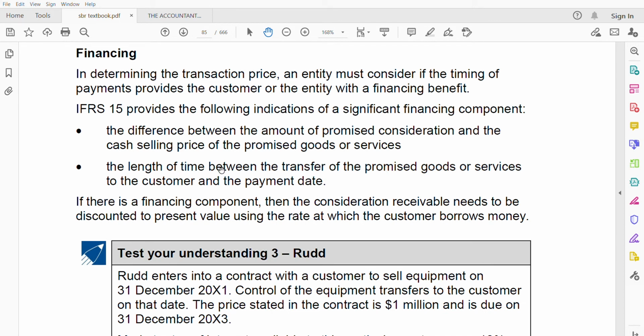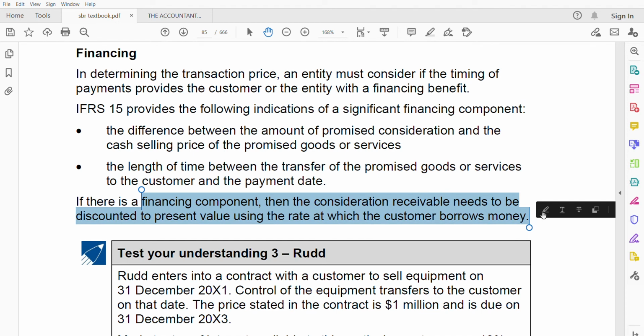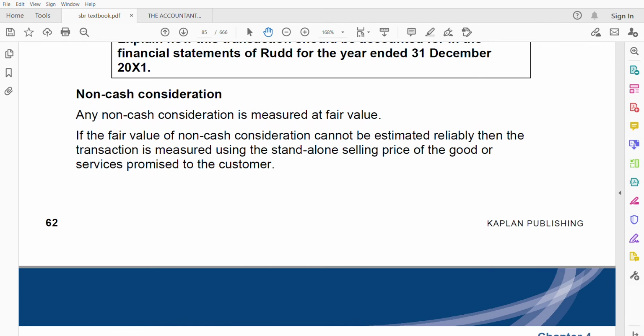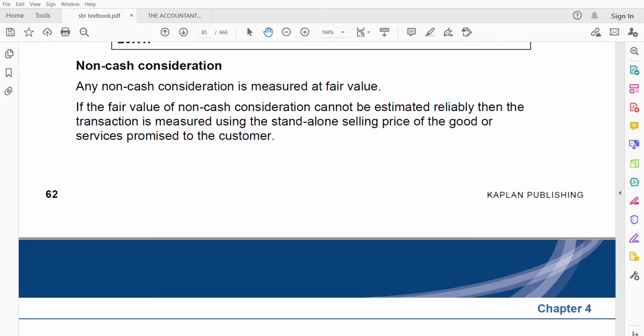The length of time between the transfer of promised goods and services to the customer and the payment date. If there is a financing component, then the consideration receivable needs to be discounted to present value, using the rate of return at which the customer borrows the money. And don't worry, definitely for each of these things we have questions, which we'll be doing at the end.